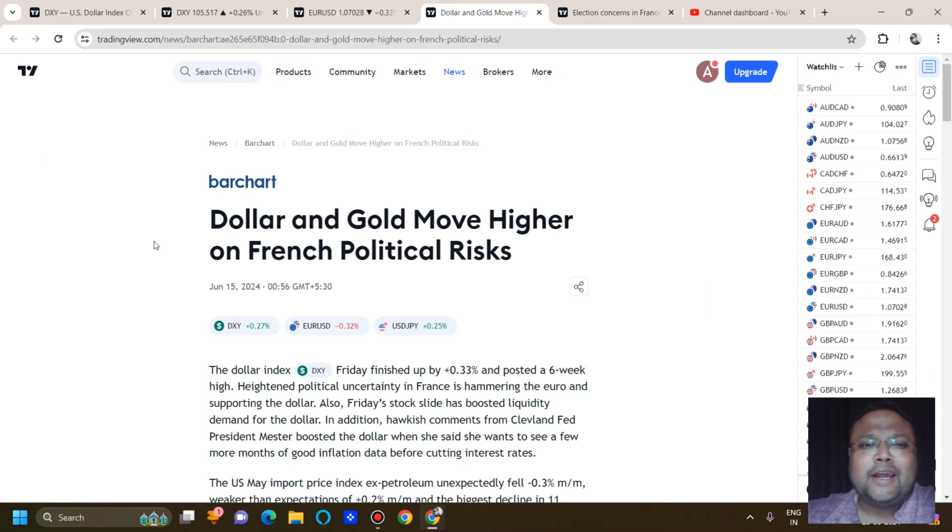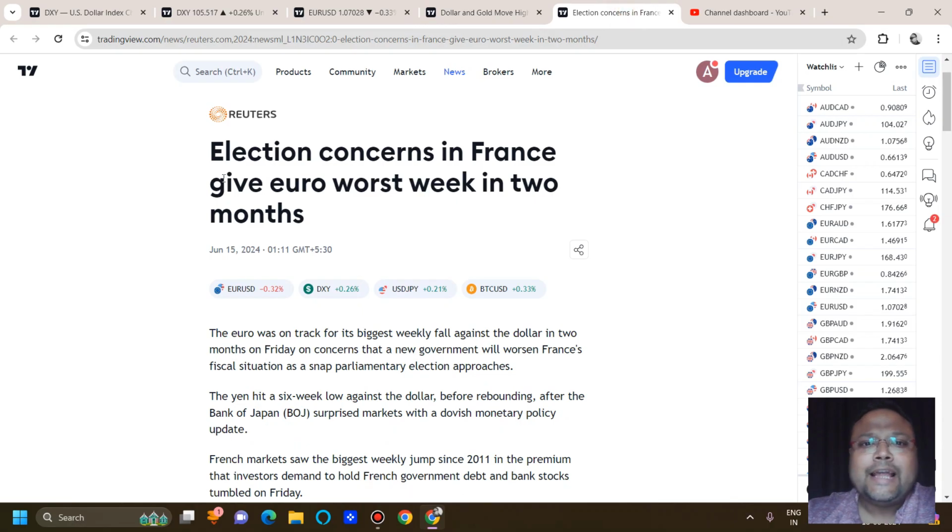Dollar and gold move higher on French political risk. Election concerns in France give euro worst week in 2 months. The euro was on track for its biggest weekly fall against the dollar in 2 months on Friday on concerns that a new government will worsen France's fiscal situation as a snap parliamentary election approaches. So this is the ongoing market sentiment right now, my dear friends. If you were also clueless yesterday regarding the sudden move on GBP USD, Euro USD, dollar index, then this is the answer in front of us.